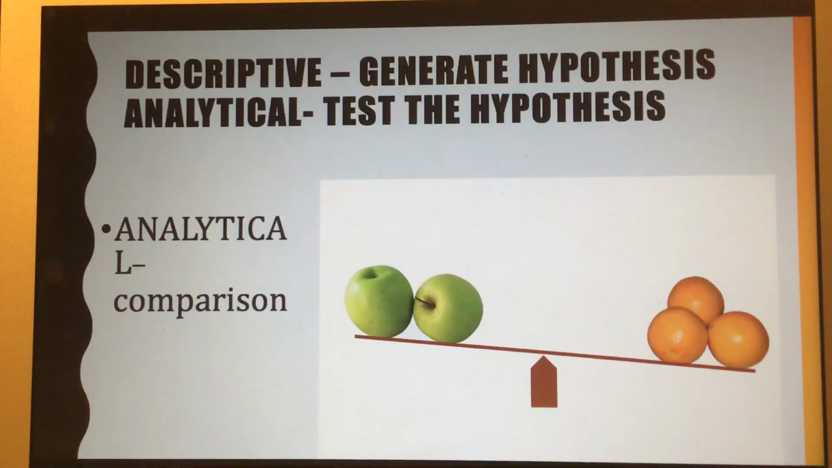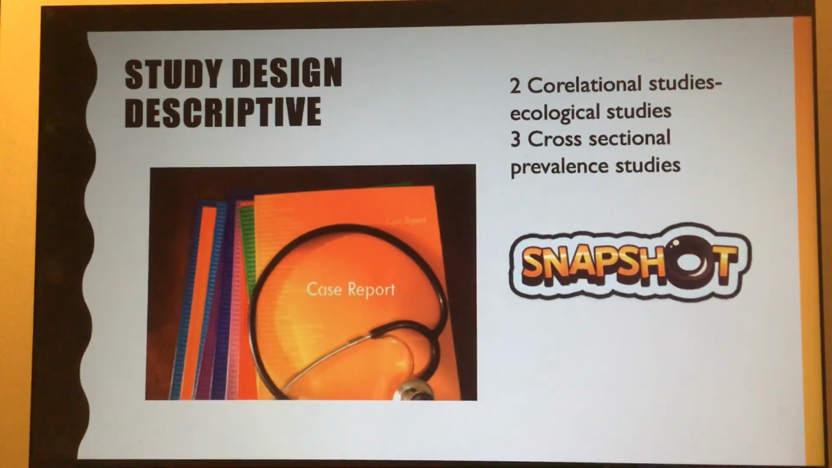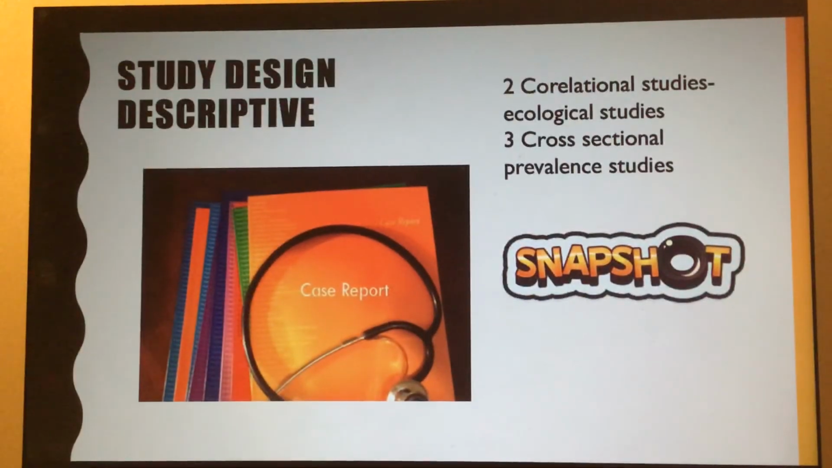So you have two types of epidemiology. Descriptive epidemiology focuses on generating the hypothesis, while analytical epidemiology focuses on testing the hypothesis. However, in analytical epidemiology, we are looking into comparisons of two groups. Okay, so for the study designs in descriptive epidemiology, you have case report. We are not comparing anything, we just report the cases that we discovered.